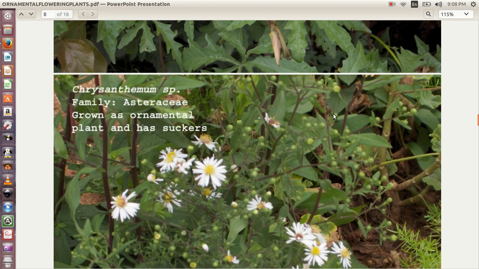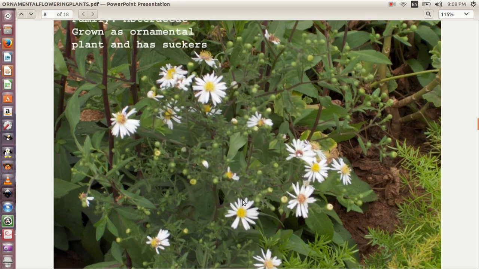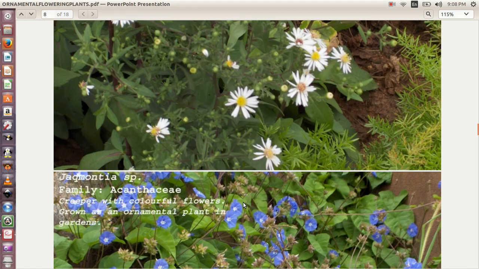So the next one is the Chrysanthemum, or Samandipu or Sevantige as we call it, which belongs to the Asteraceae. Chrysanthemum is the national flower of Japan. It is grown as an ornamental plant, and the underground stem cuttings, which we call suckers, are used for propagation of this plant. So the flower is commercially very important and utilized for making garlands.